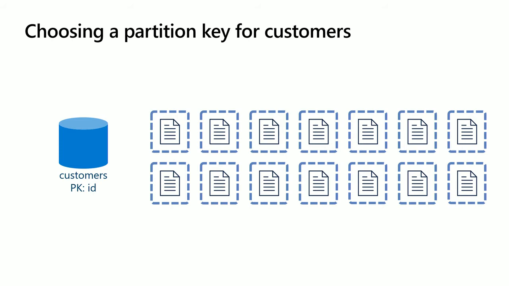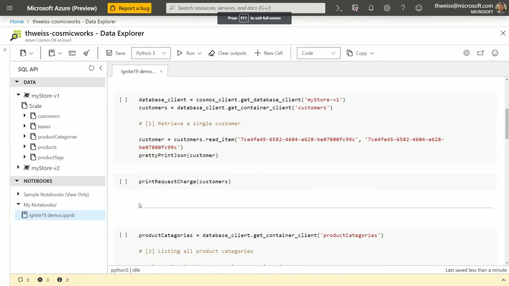So in our case, if I have now my customers container that is partitioned by ID, and if I just wanted to retrieve a customer by ID, what does it look like? So here I'm going to the Azure portal, and I'm going to use our brand new notebook experience. I don't know if some of you have already tried our integrated notebook experience.